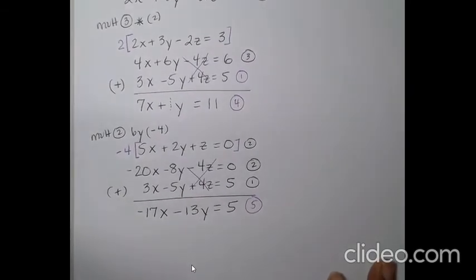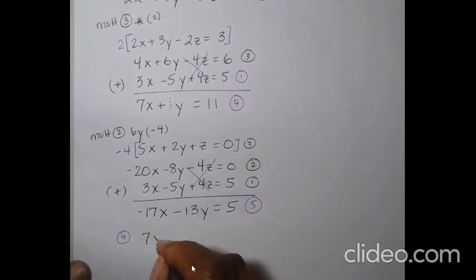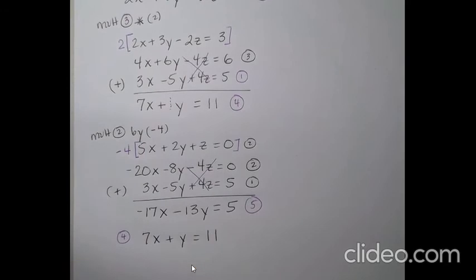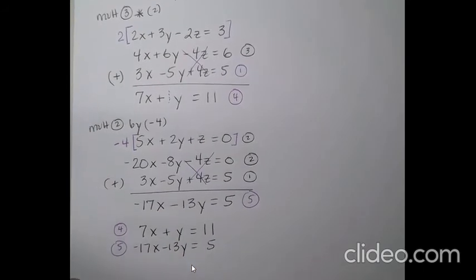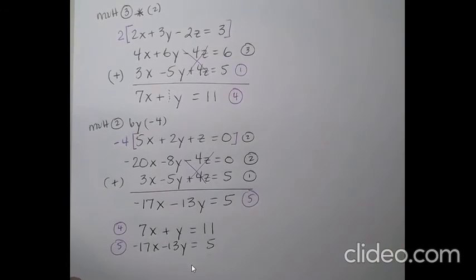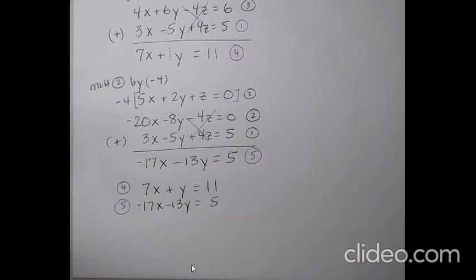We've got some new equations here. So let's bring equation 4 down. 7x plus y equals 11. And equation 5 we'll put here together. Negative 17x minus 13y equals 5. We have these two. So now we need to see, what do we need to do to one of these equations to get rid of one of the variables? This is usually how it looks when you are solving a system of equations with just two equations and two variables. Now you need to figure out, how do we get back into one variable?